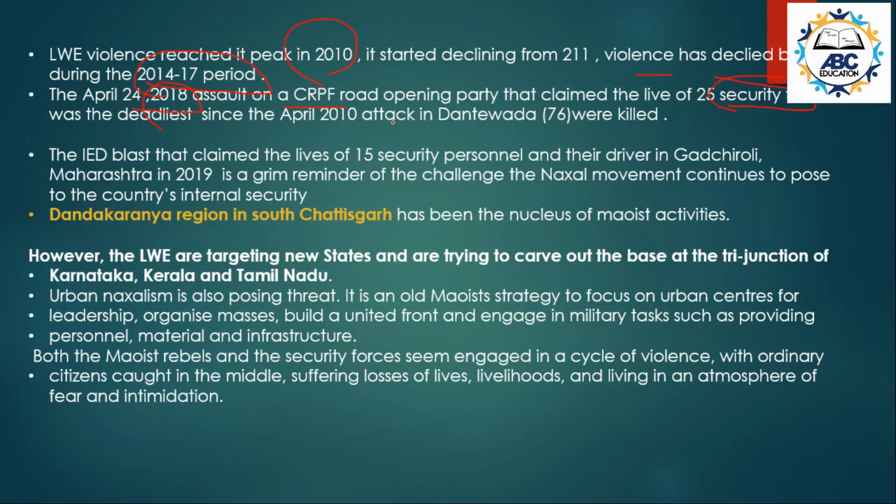But April 2018 में एक assault हुआ था CRPF रोड ओपनिंग पार्टी में, जिसमें कि 25 सिक्योरिटी फोर्सेस पे इन्होंने अटैक किया था. It was the deadliest violence that has been carried out by these Naxals since April 2010 attack in Dantewada, जिसमें 76 security personnel were killed.